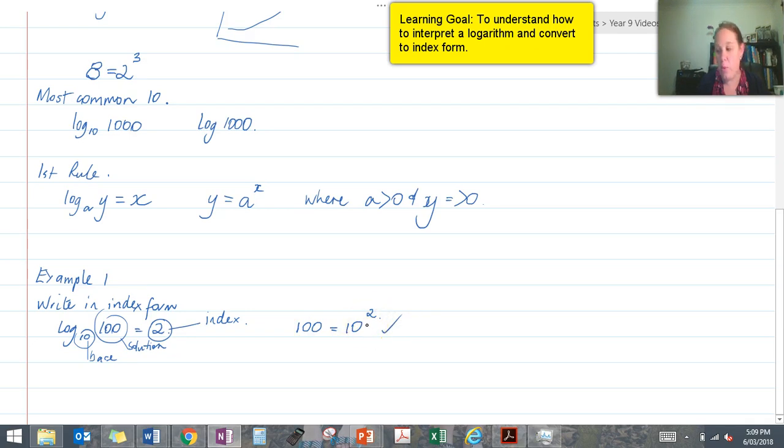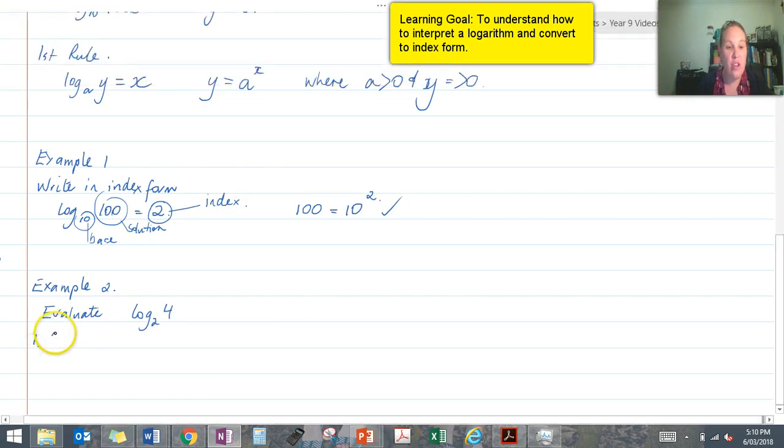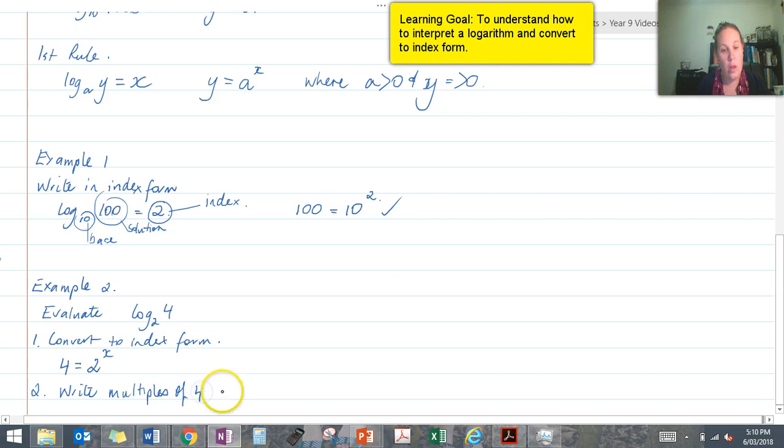Alright, for our second example, we're going to have a look at evaluating a log. So we're going to evaluate the log to the base 2 of 4, and the way that we can do that is our first step is to convert it to index form. So we're going to have it equal to 4 because that's our solution. Our base will be 2 and our unknown is our power. So the next thing that we're going to do is write the multiples of 4 that include 2.